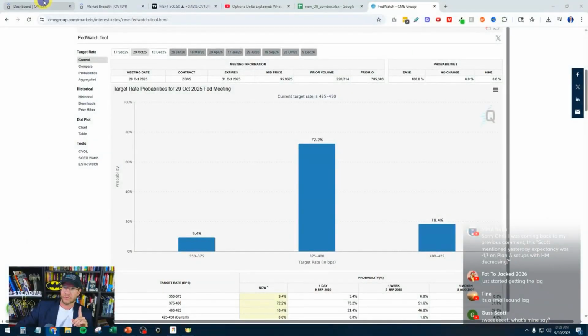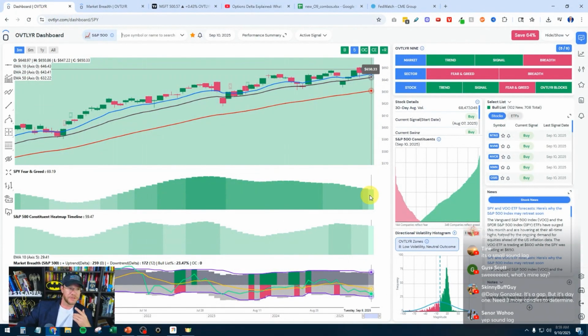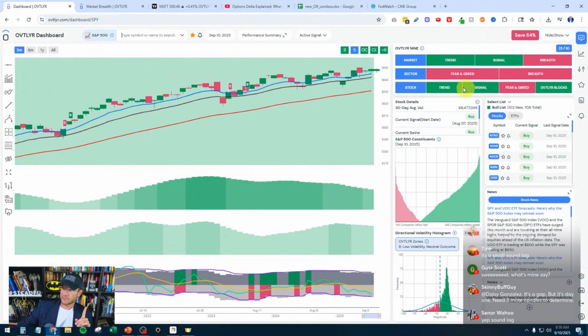So the market right now is showing less greed, more fear. So I won't be trading anything. But one thing that we were talking about in plan A, basically plan A is having all OVTLYR 9 lit up. And I'm really, really excited about that because that's what we've been talking about for ages.